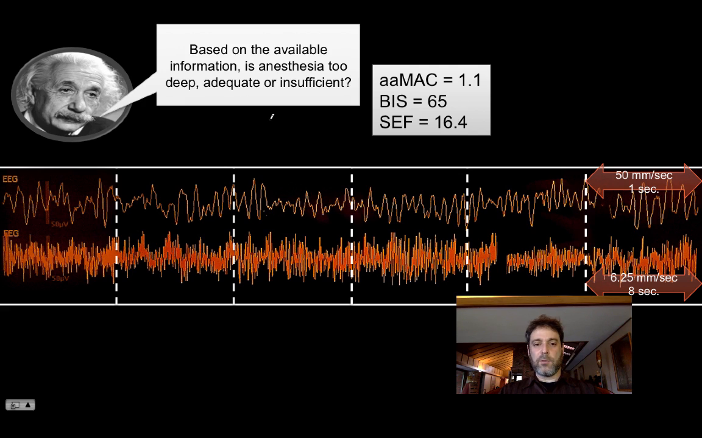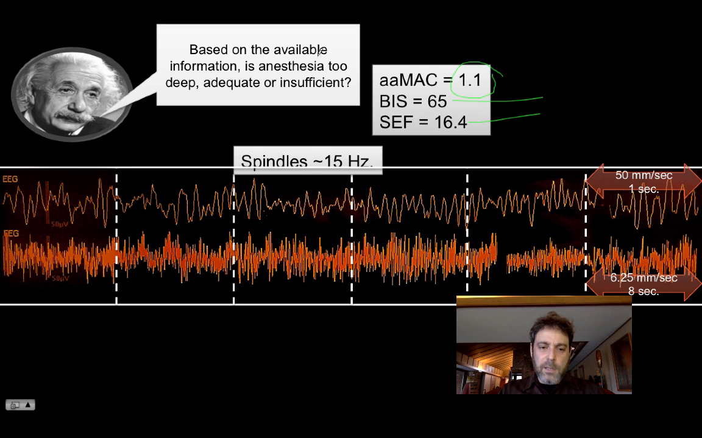All right, here's another example for you. Again, a BIS of 65, a high spectral edge, and now we're at 1.1 MAC, so pretty generous MAC. So based on this information, is anesthesia too deep, adequate, or insufficient? So here you can see that the spindles are at 15 Hertz. 1, 2, 3, 4, 5, 6, 7, 8, 9, 10, 11, 12, 13, 14, 15 Hertz. So 15 Hertz on our spindles, which is consistent with the spectral edge frequency of 16.4.